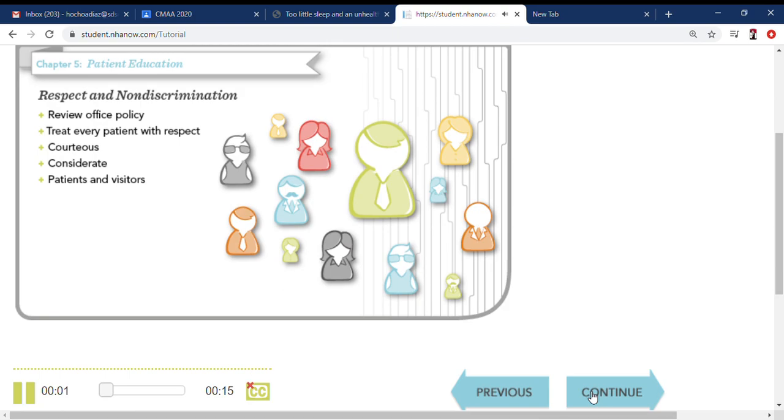Respect and non-discrimination. Review the office policy on discrimination to make sure that it treats every patient with respect. All employees must be courteous and considerate to every patient and visitor.